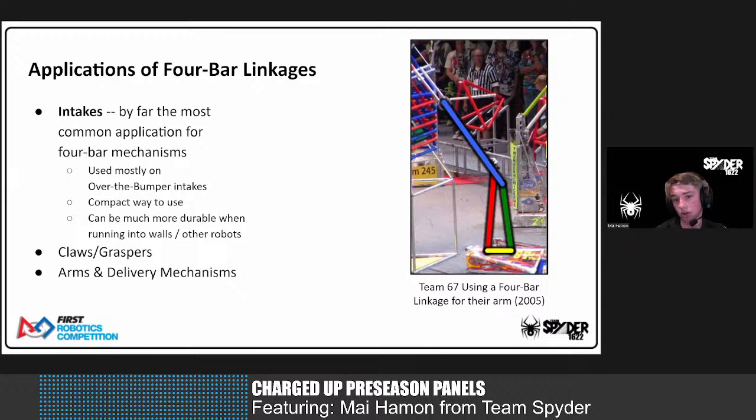They have been found in earlier games as well. In 2015 and 2018, they were used for grasping onto game elements, using parallel 4-bars to clamp onto the elements of those games. And as early as the mid-2000s and early 2010s, where there were a lot of arm-based games in FRC, 4-bar mechanisms were also used to actuate arms, as you can see Team 67 using in their 2005 robot.